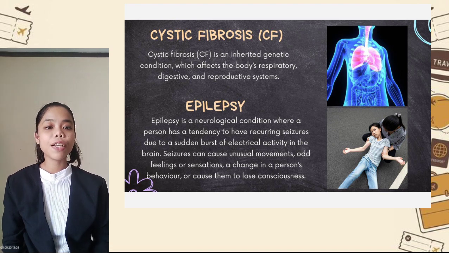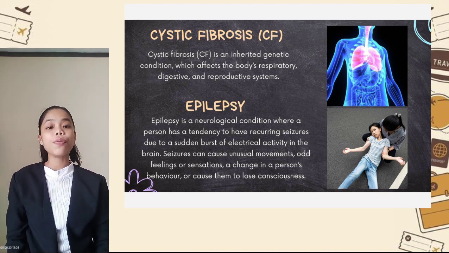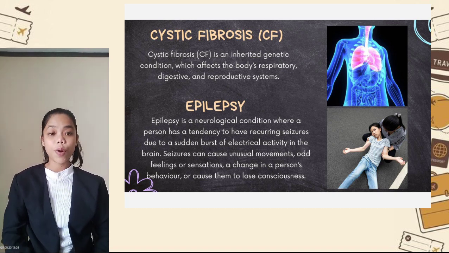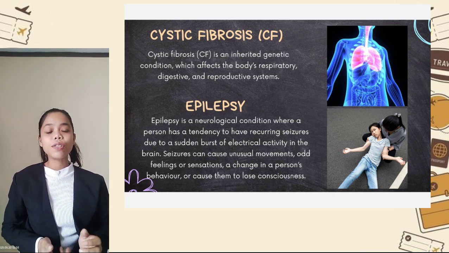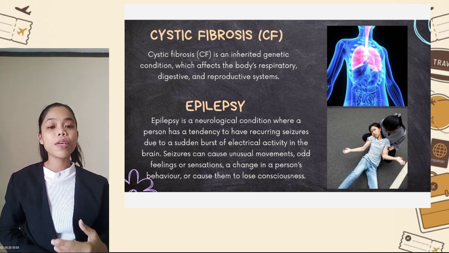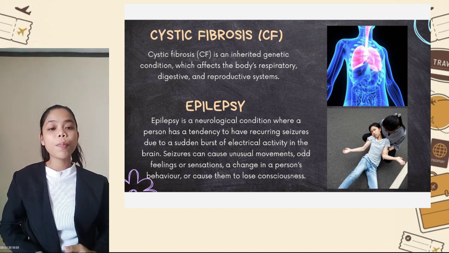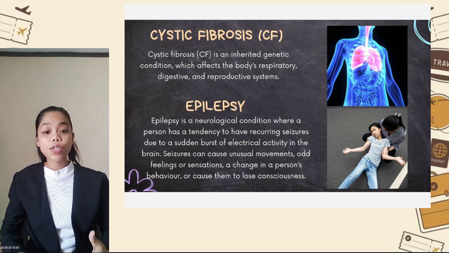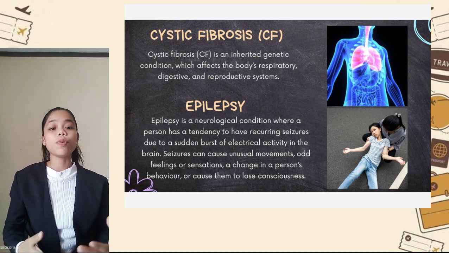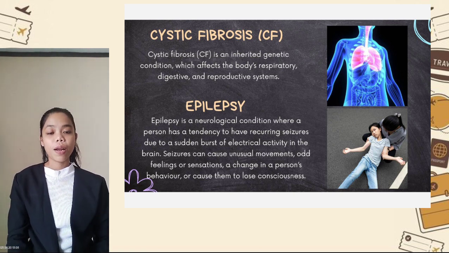So now we have here epilepsy. So epilepsy is a neurological condition where a person has a tendency to have recurring seizures due to a sudden burst of electrical activity in the brain. So seizures can cause unusual movement, odd feelings or sensations, a change in a person's behavior, or cause them to lose consciousness. So the causes of epilepsy are not always known. However, brain injuries, stroke, cancer, brain infection, structural abnormalities of the brain, and other genetic factors can all cause epilepsy.